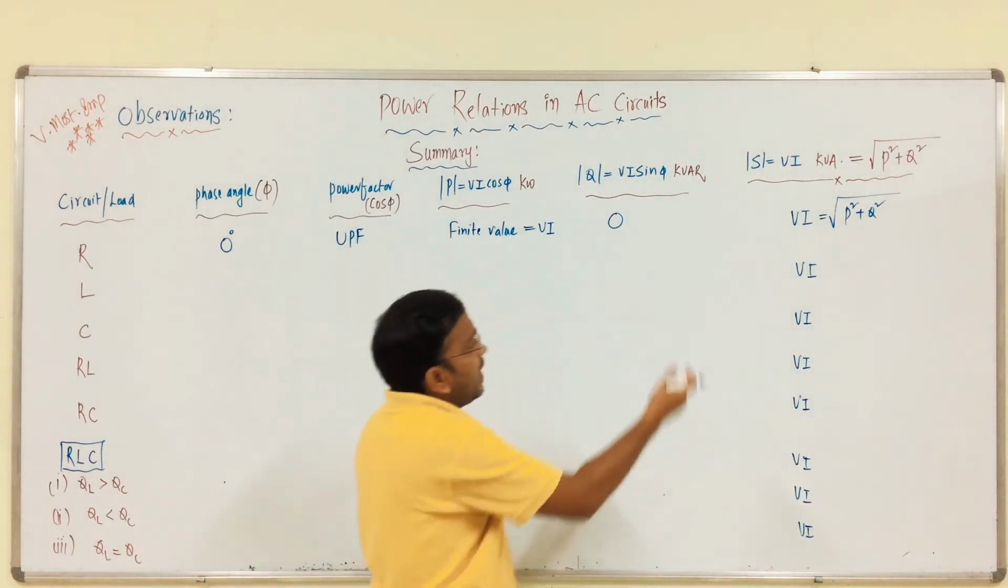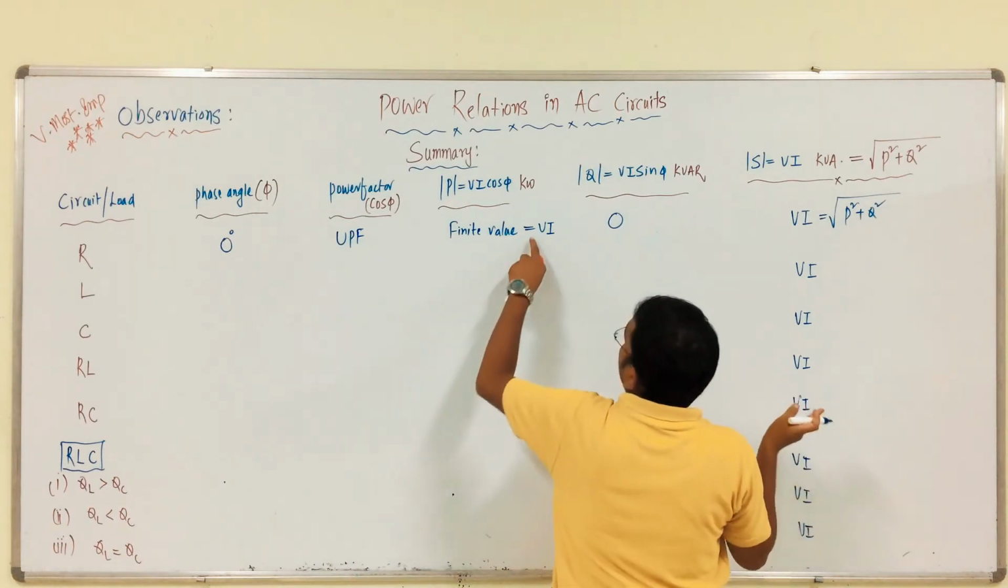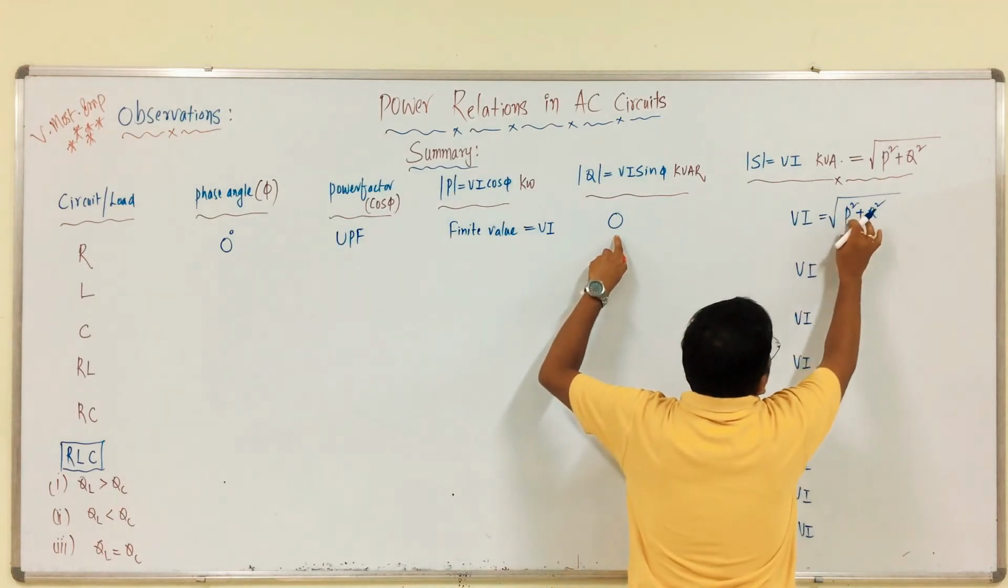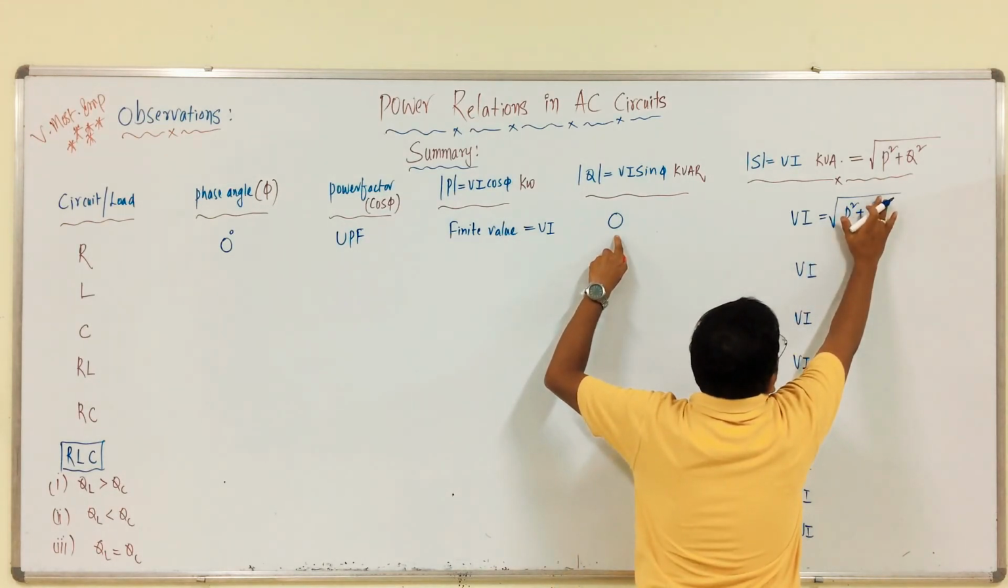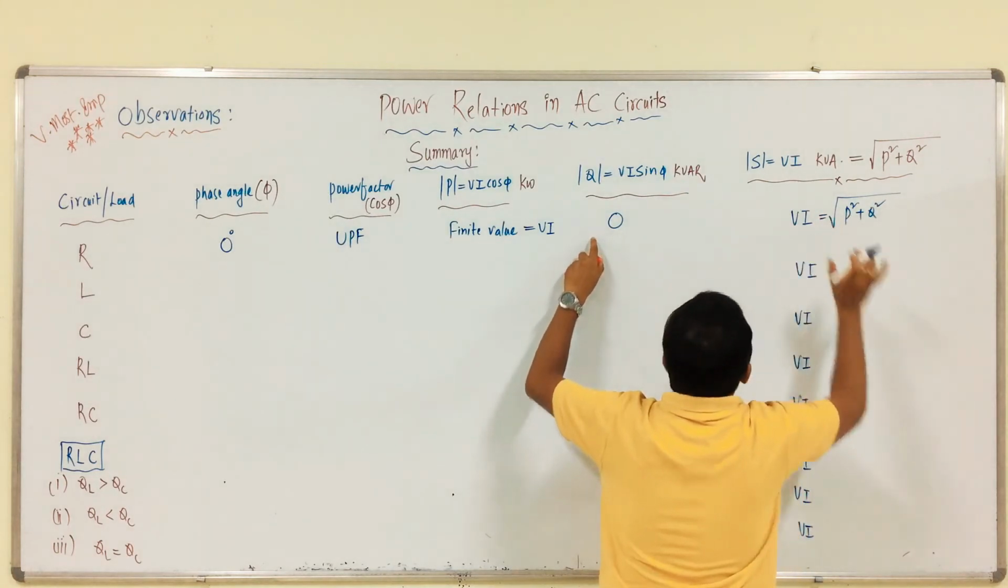That is why in any case the apparent power is equal to VI only. See, here P is VI, Q is 0. Therefore, the square root of P square plus Q square is only P. P is nothing but VI. That is why we have VI. Okay.